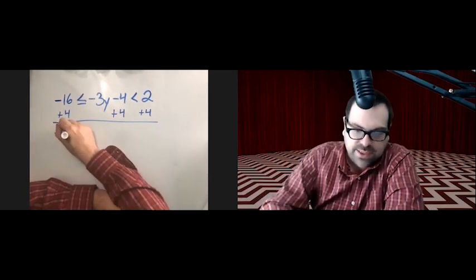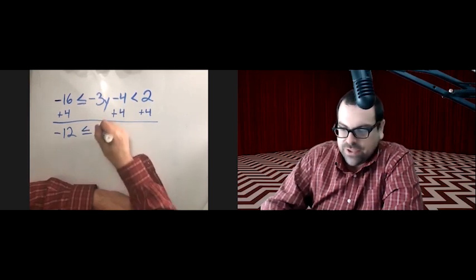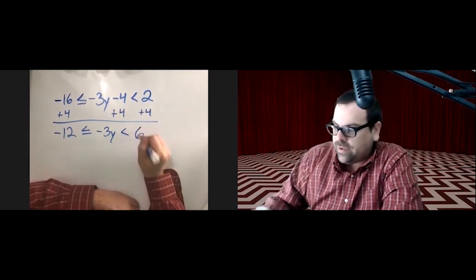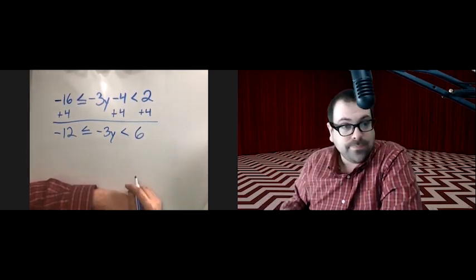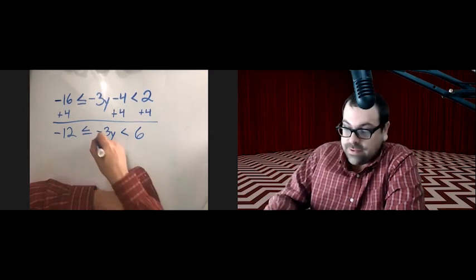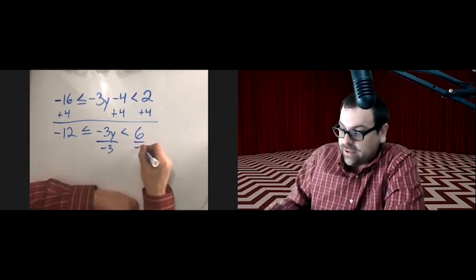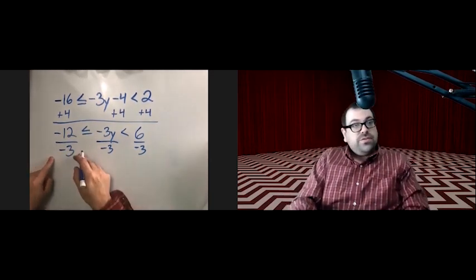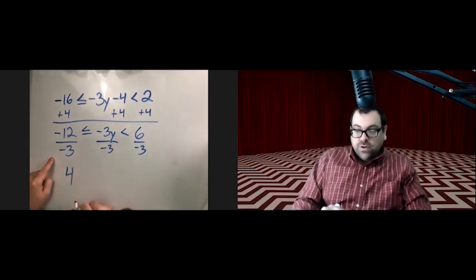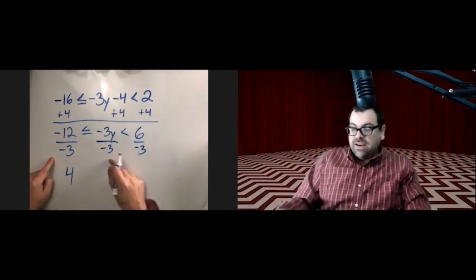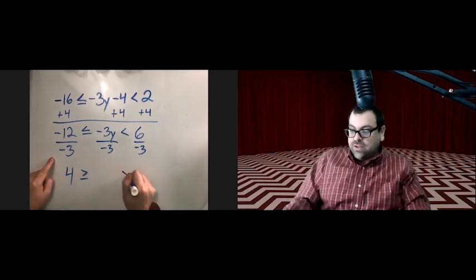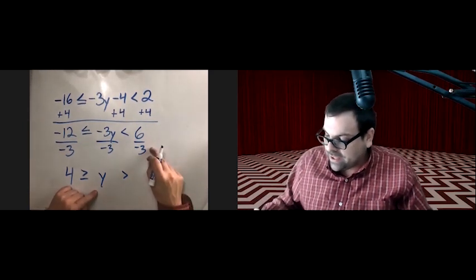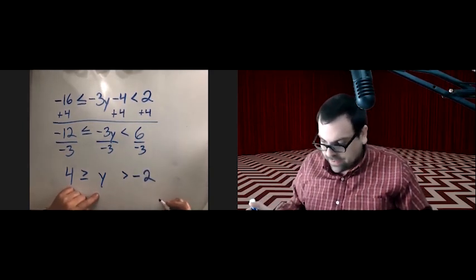-16 plus 4 is -12. We just have our -3y in the middle. 2 plus 4 is 6. Next, divide all parts by -3. -12 divided by -3 is +4. Since we divided by -3, we got to switch the inequality signs. Y in the middle. 6 divided by -3 is -2 there.